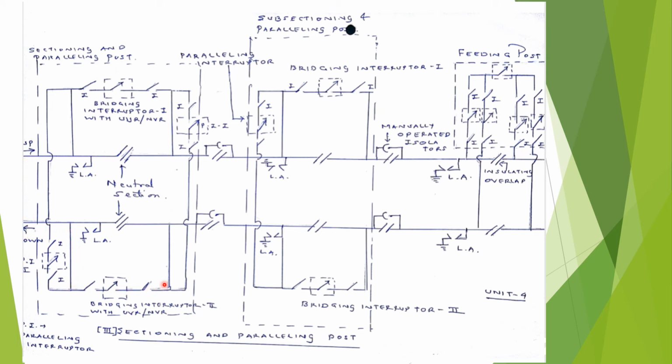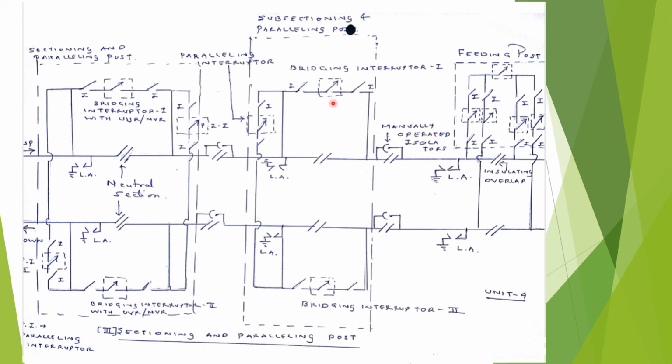So the supply will come in this way from the healthier section to the manually operated switch. So you can see the bridging interrupter. The bridging interrupter is generally kept off, and it is made on only during an emergency condition, when a particular section's supply fails because of the failure of the feeding post.